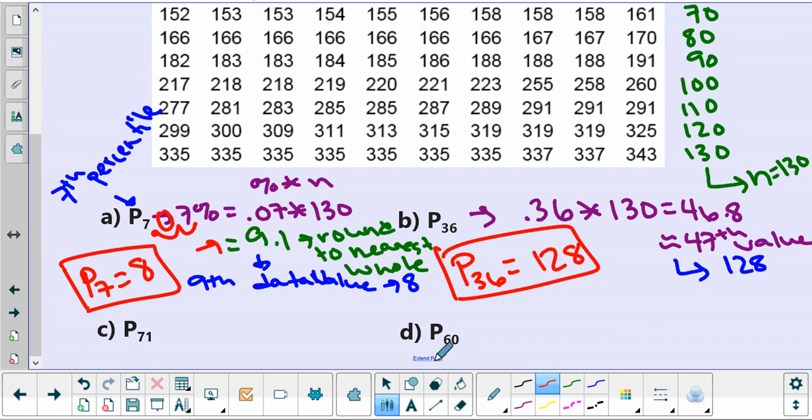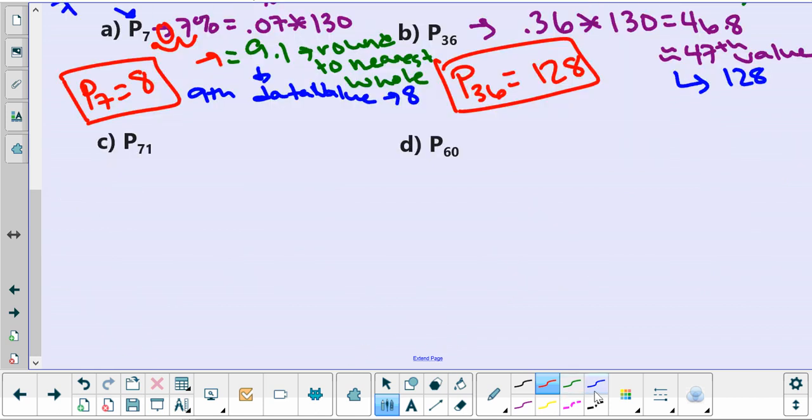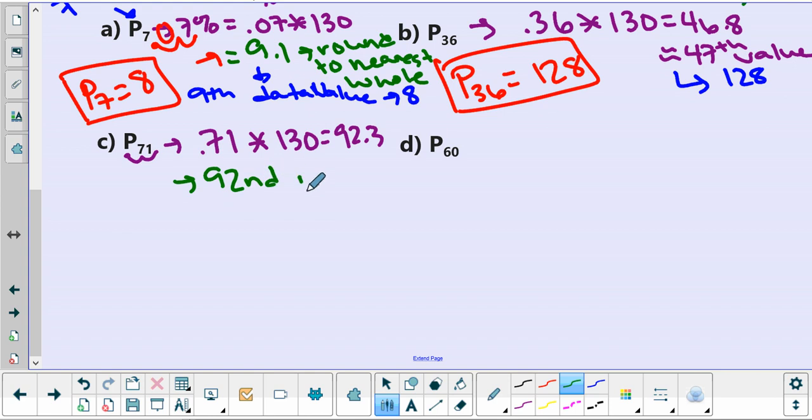Okay, let's take a look at P71. I'm going to turn that into a decimal. I turn it into a decimal by moving it back 2 places. So that's 0.71 times my n, which is 130. I'm just typing that into my calculator. 0.71 times 130, I get 92.3. But you can't have a 92.3 position in the table, so I'm going to round it to the nearest whole. That means it's the 92nd position.